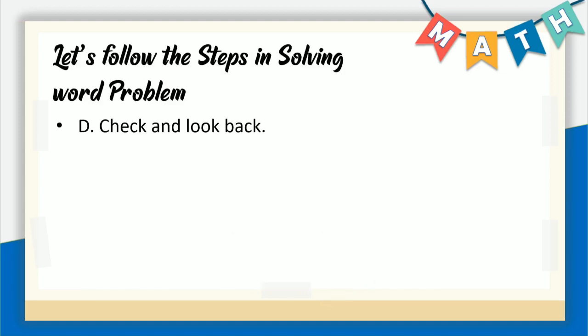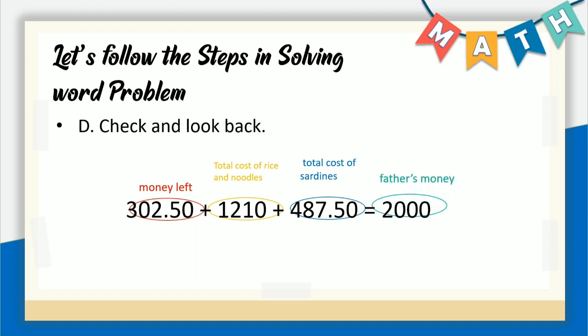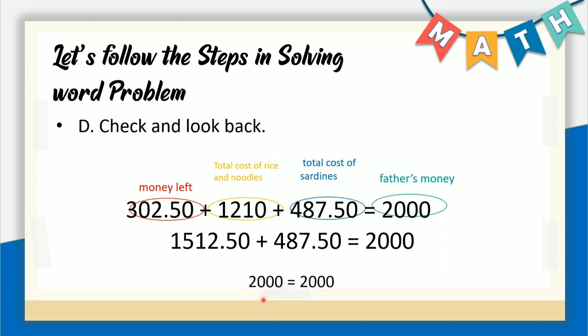Let's check and look back. In order for us to check our answer, we are going to sum up the money left, the total cost of rice and noodles, and the total cost of sardines, and it must be equal to the money that father brought. 302.50 plus 1,210 is equal to 1,512.50. 1,512.50 plus 487.50 is equal to 2,000. So, therefore, our solution is correct.